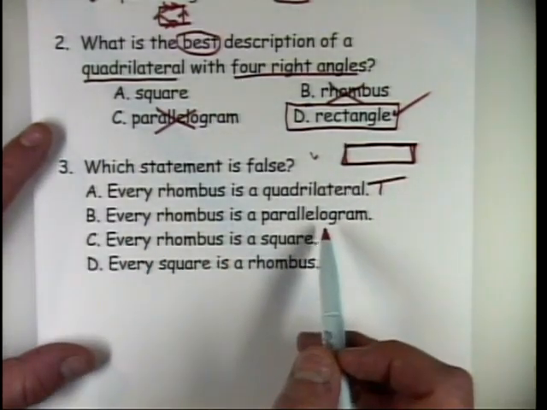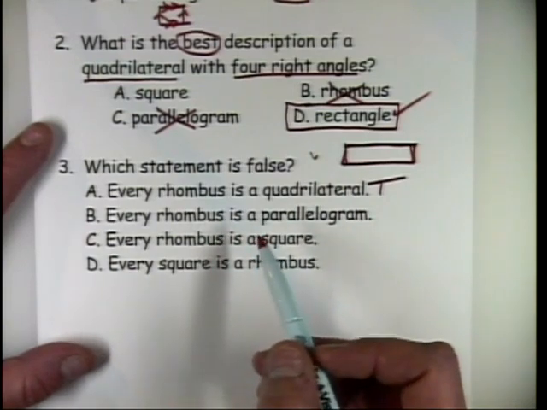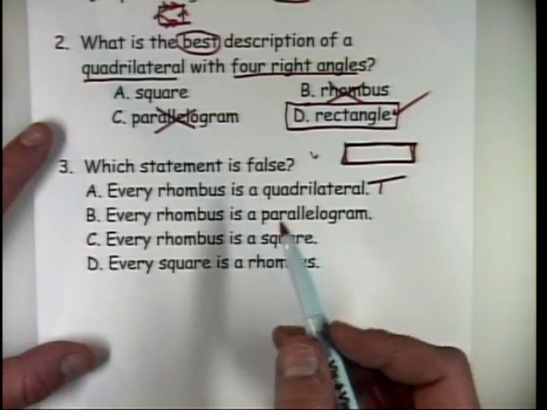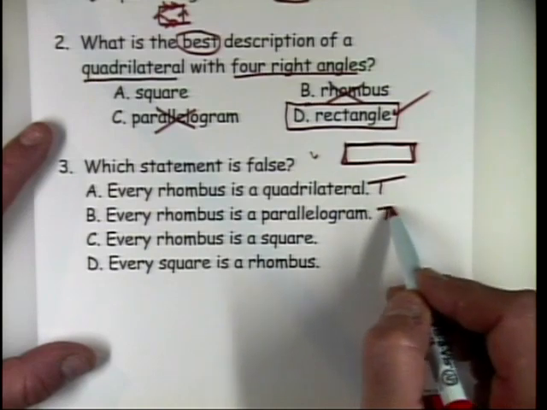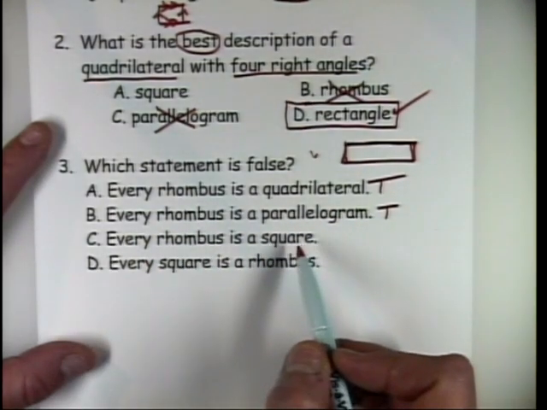Every rhombus is a parallelogram. Remember, we're looking at 3 special parallelograms today: rhombi, square, and rectangle, so that's true as well. The opposite sides of a rhombus are parallel to each other. Every rhombus is a square.